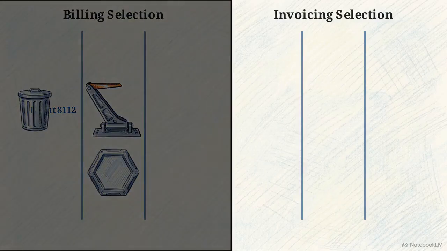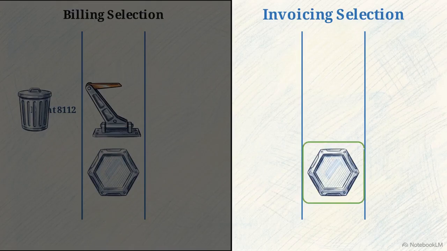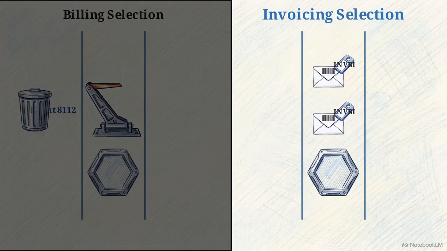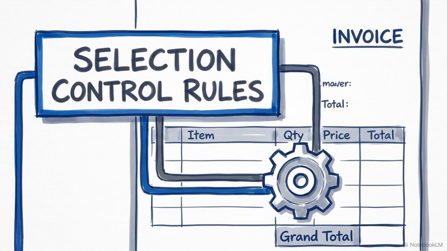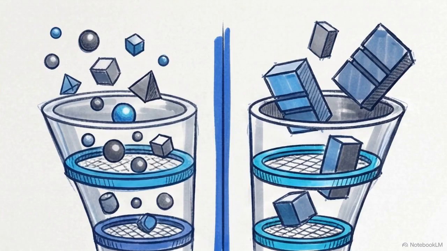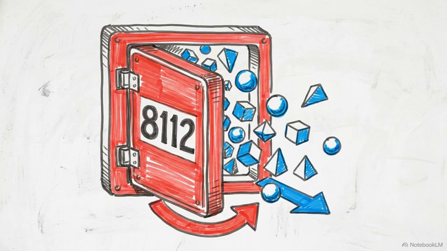Now, look at the right side of the architecture. The invoicing phase also starts with selection, but the input data changes to a different object type. Invoicing does not look at raw billable items. Instead, it targets pending source documents. In the case of data coming from the CI billing run, these are category INVBI, or billing documents. Instead of a selection variant, you define selection control rules directly within the invoicing process to specify which source document categories are eligible. Selection scopes the raw material, bits for billing, and source documents for invoicing, and Event 8112 acts as the primary escape hatch for custom billing exclusions.